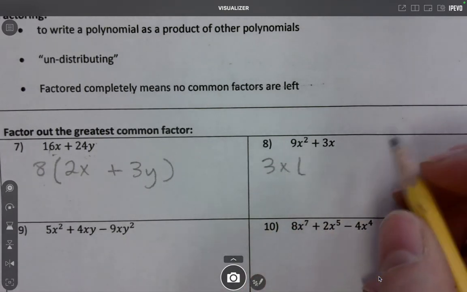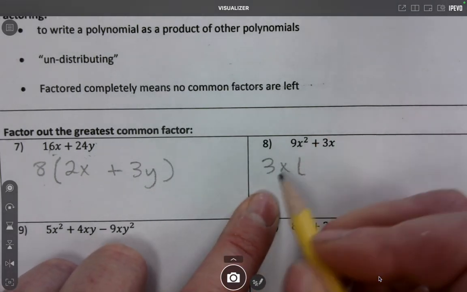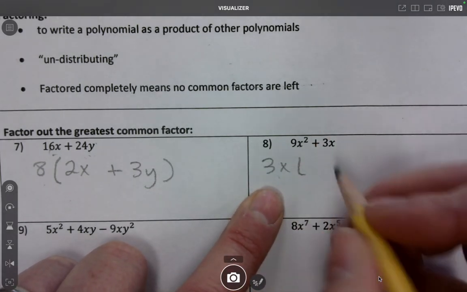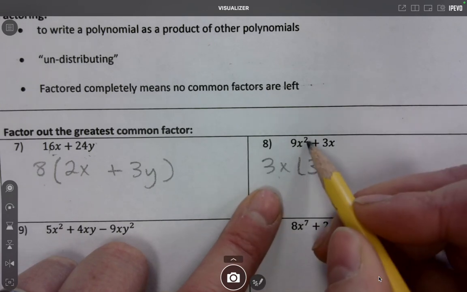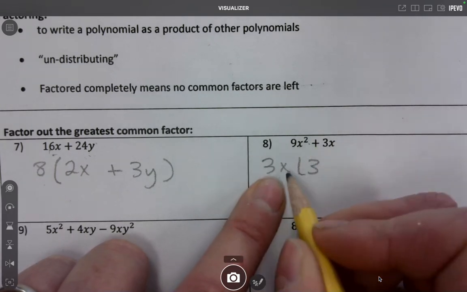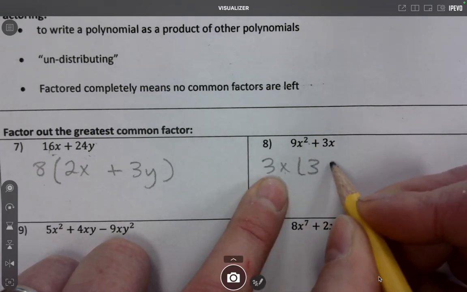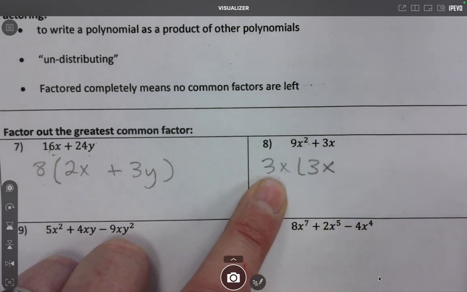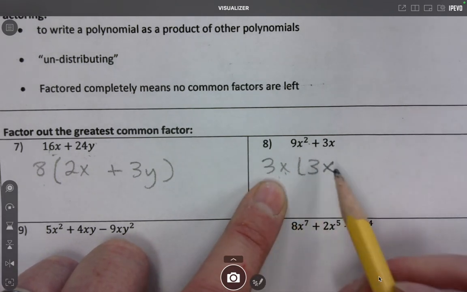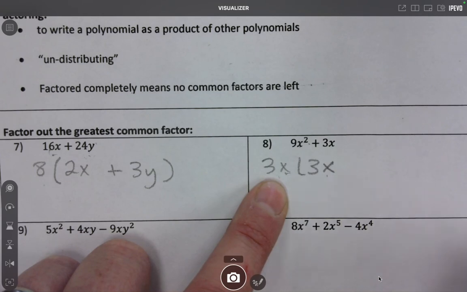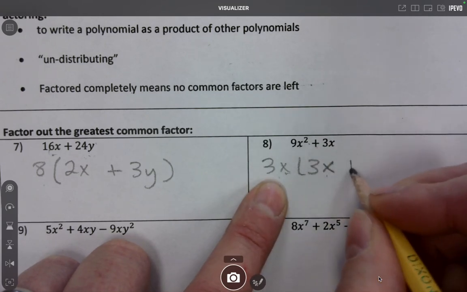So for the first one, if I have a 9x squared, but I'm factoring out a 3x, 9 divided by 3 is 3. And then if I have two factors of x here, but I want one of them to be in front, then I need one to be inside. Because that way when I multiply, I still have two factors of x. Okay, plus sign here, so plus sign.